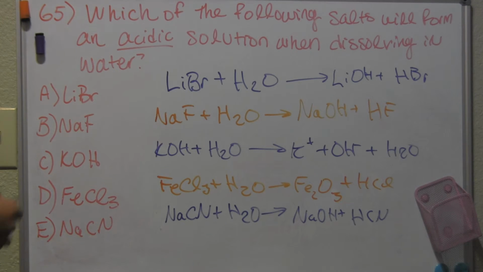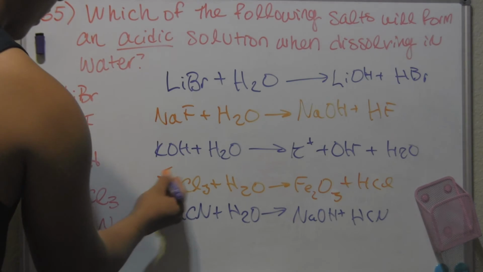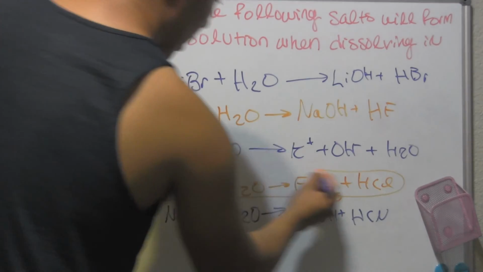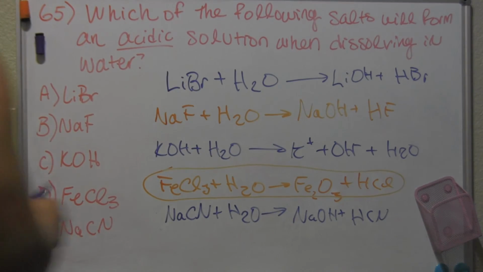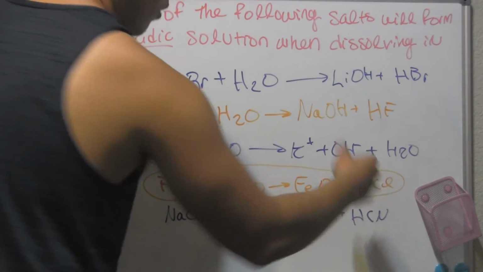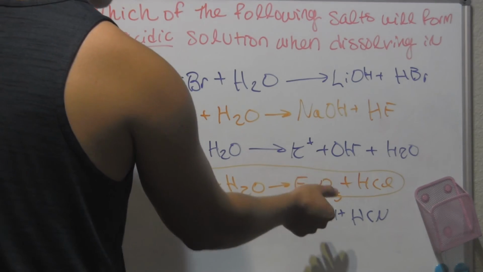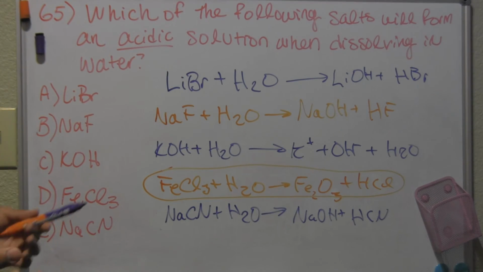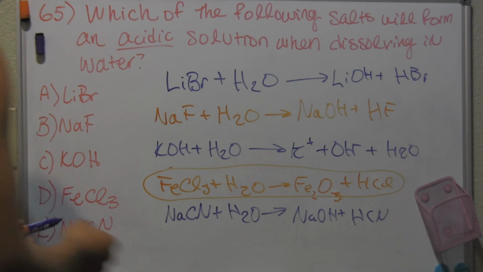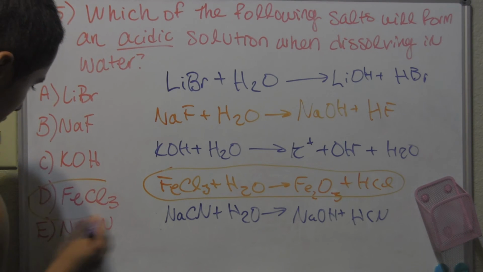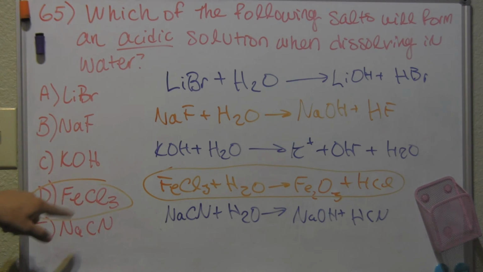Okay, so at this point it seems that this reaction right here is our best answer because hydrochloric acid is a strong acid, while iron 3 oxide is not a basic or acid or anything like that. Okay, so we're able to confirm here that D is the correct answer.